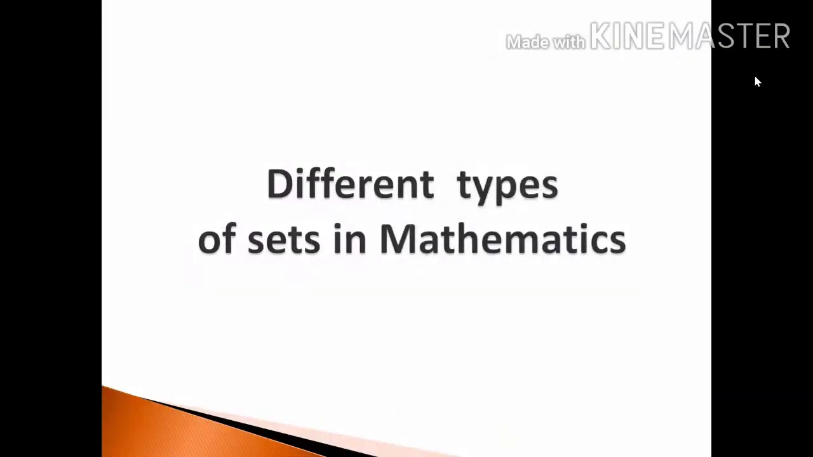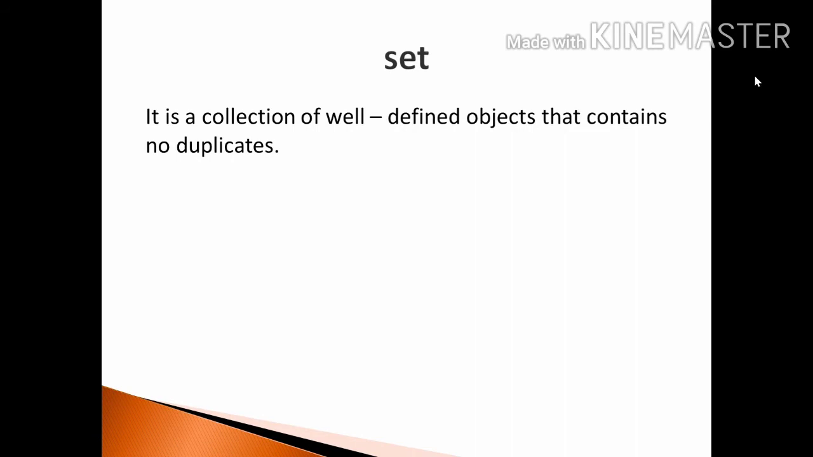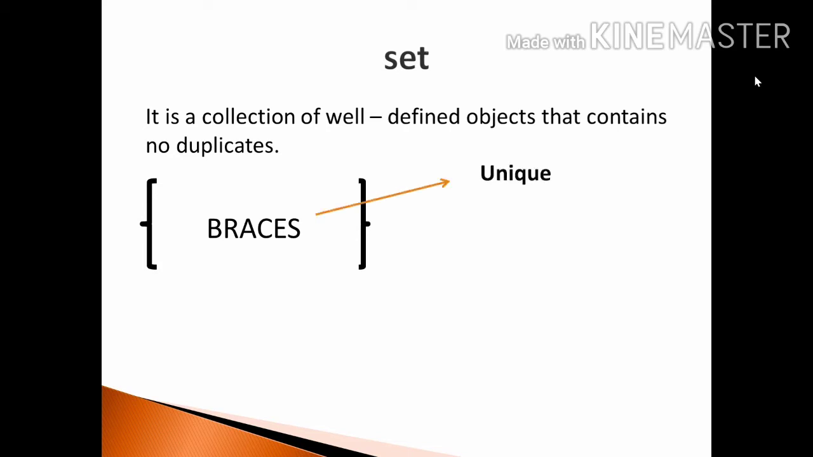Our lesson for today is about the different types of sets in mathematics. But before we discuss it, let us take a look back at the set. When we say set, it is a collection of well-defined objects that contains no duplicates, and it is best described using braces. Whatever you put inside the braces are what we call the objects of the set, also known as the elements of the set. The elements of the set should be unique, distinct, and the order and arrangement are not necessary at all.